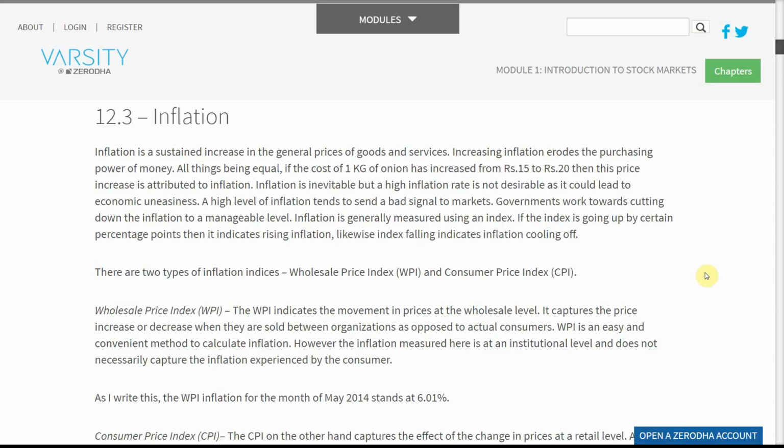All things being equal, if the cost of 1 kg of onion has increased from 15 rupees to 20 rupees, then this price increase is attributed to inflation. Inflation is inevitable, but a high inflation rate is not desirable as it could lead to economic uneasiness. A high level of inflation tends to send a bad signal to markets.